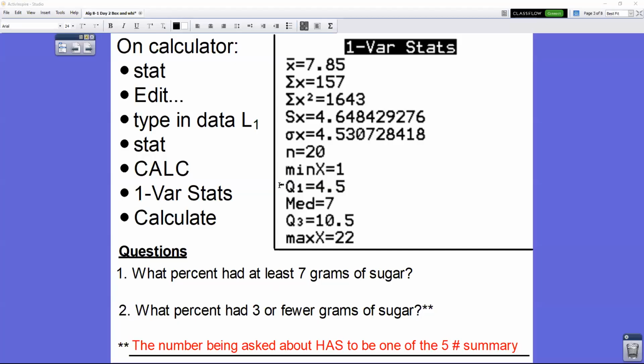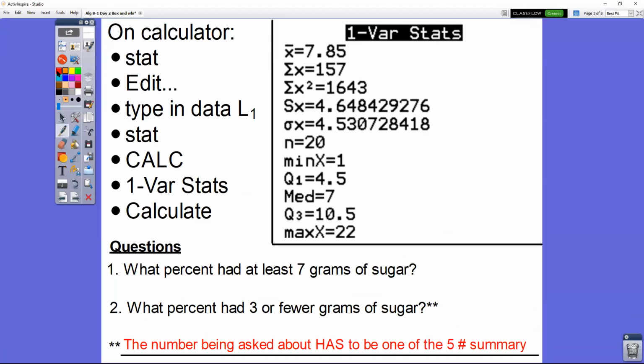So these are the numbers that I got on the calculator. It's very important that you know what these numbers are. And this is probably going to be a slide that you want to go back to, because this number right here, this is your mean. All right. Remember, mean means average. That's going to be a number that you are going to use later on in the chapter.